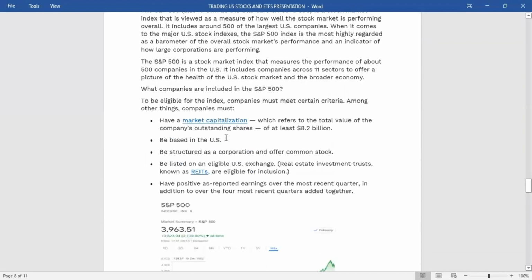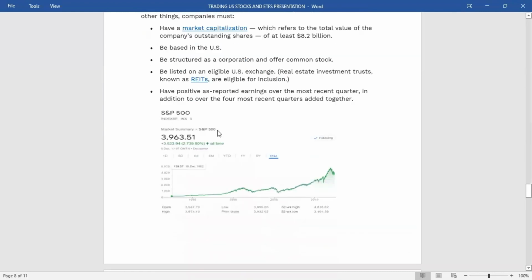Some of the criteria are, let's say, a market capitalization of at least $8.2 billion. The company must be based in the US, and must have reported positive earnings over the most recent quarter. So let's look at the S&P.